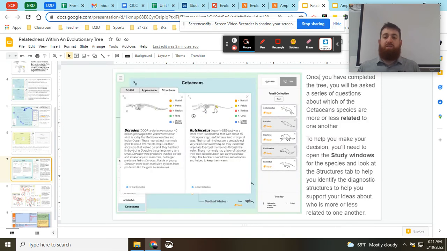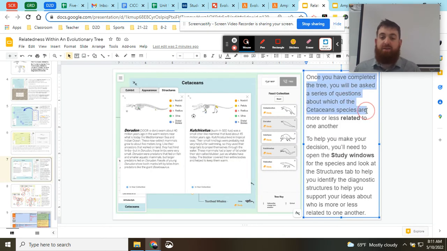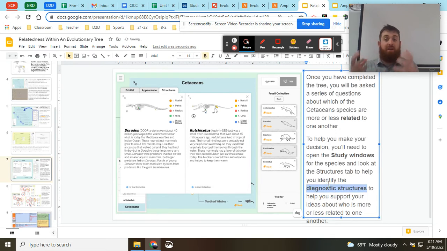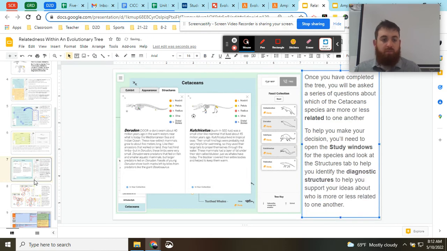Now, once you've completed the tree, you're going to be asked a series of questions about our cetacean species, and we're going to be looking at who they're more or less related to. To figure that out, we're going to need to compare their structures and look at the study window. So, the study window will help us look at those structures and more specifically, those diagnostic structures, the ones that are very different or more unique to those species than others in our group.